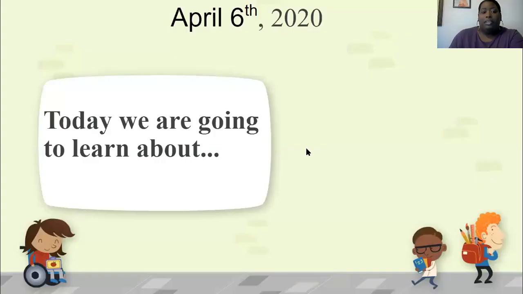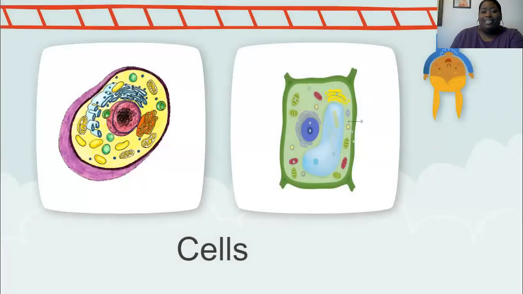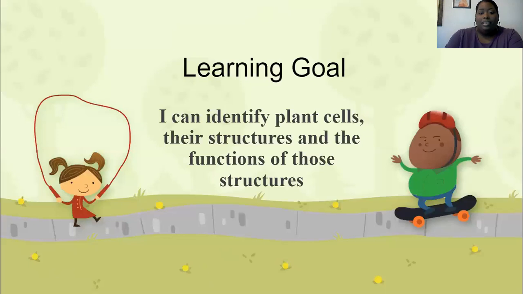Today we are going to learn about, drum roll, cells. Yes, we are going to learn about cells. All right, so our learning goal for the day: I can identify plant cells, their structures, and the functions of those structures. And remember, function is the job that something does or what it does.